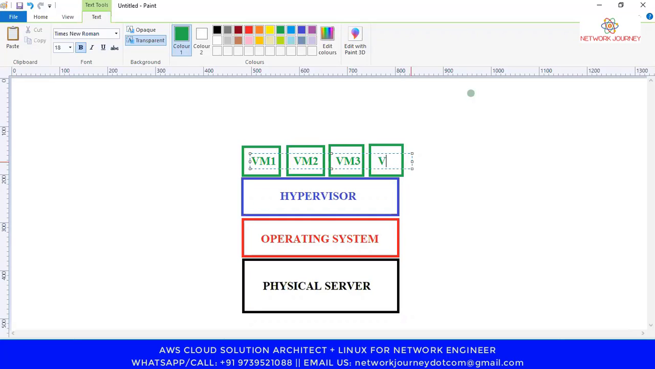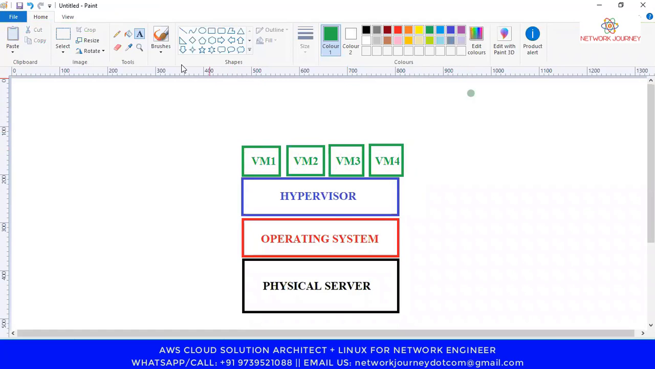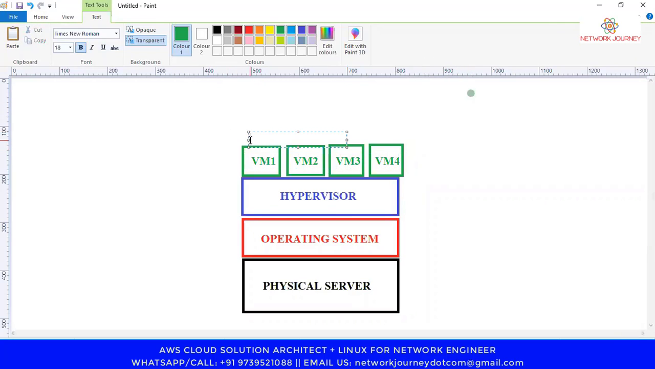On top of this virtual computer, you can install your applications as usual. Now that's what I said, it is based on the hardware, but that also depends on your base hardware. If your base hardware is very strong, then you can have many virtual machines. It's all up to your base machine hardware.